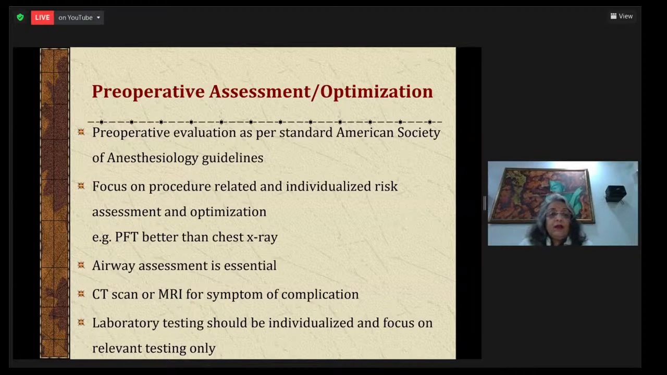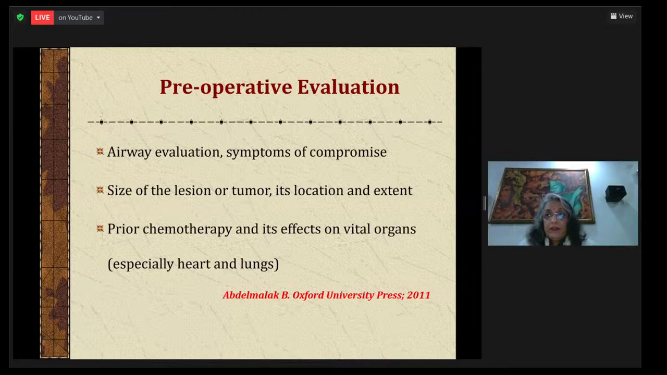In airway evaluation, we need to know the symptoms of compromise, whether there is any compression, say with an anterior mediastinal mass, whether the patient has dyspnea on lying down, the size of the lesion and the tumor, its extent or location, and any prior treatment which may affect other organs of the body. All of these have to be kept in mind and taken note of.